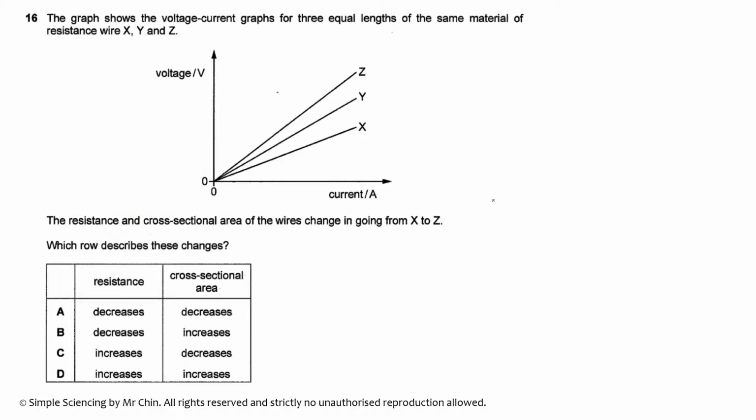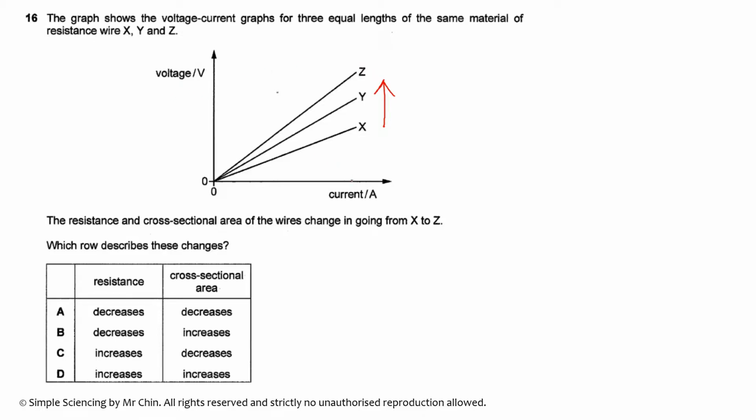Question 16. The graph shows a voltage-current graph of 3 equal lengths of the same material of resistance wire, X, Y, and Z. The resistance and cross-sectional area of the wires change in going from X to Z. Which will describe these changes? So we want to know the trend from X to Z. Okay, so what is the trend?